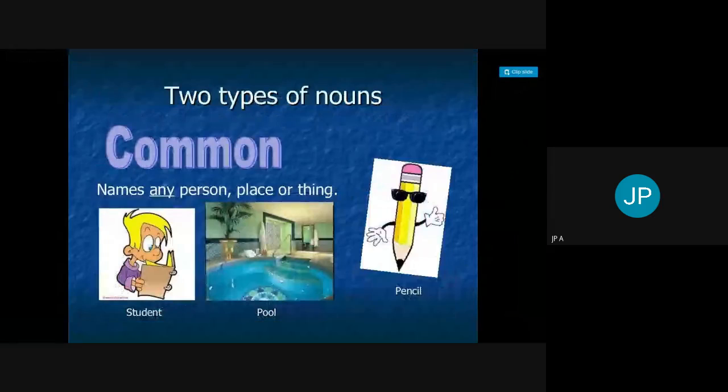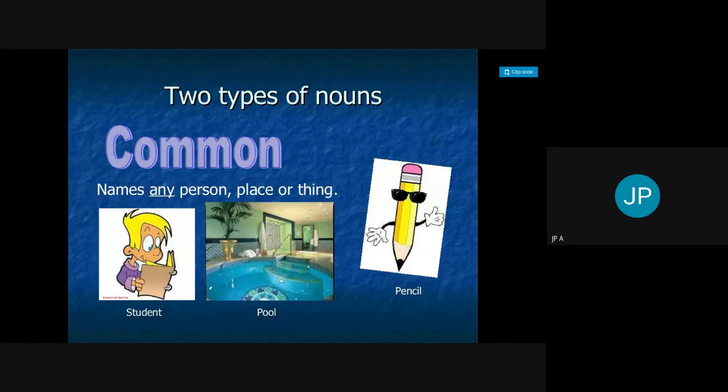So there are two types of nouns, common nouns and proper nouns. Common nouns mean any. For example, when I mention students, there are 44 students now in this class. Now I can be talking about any student.